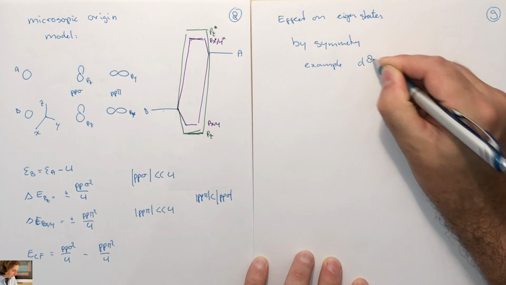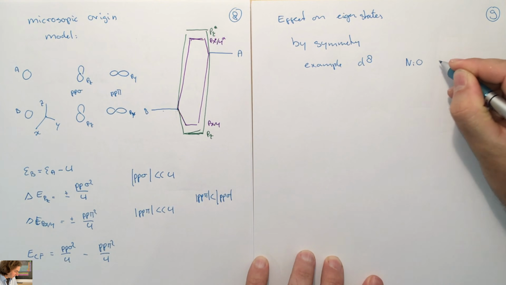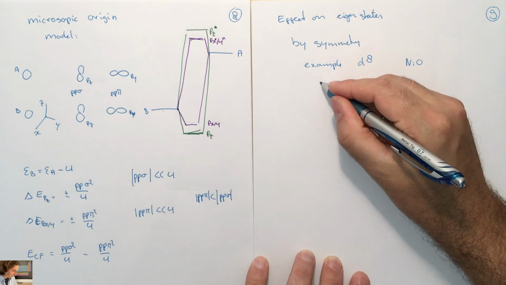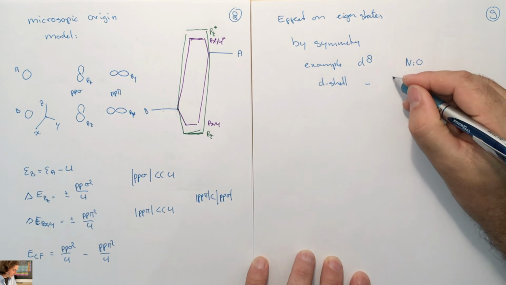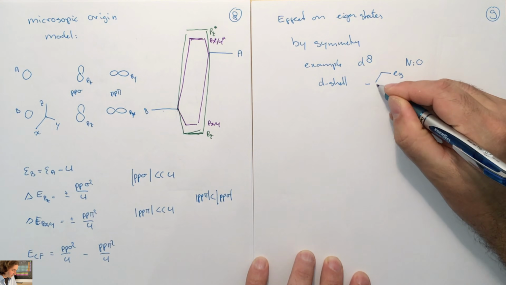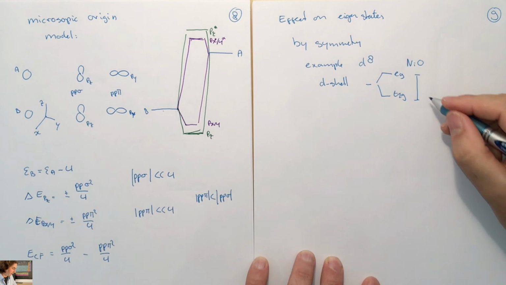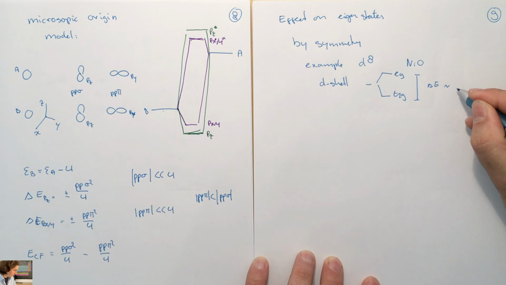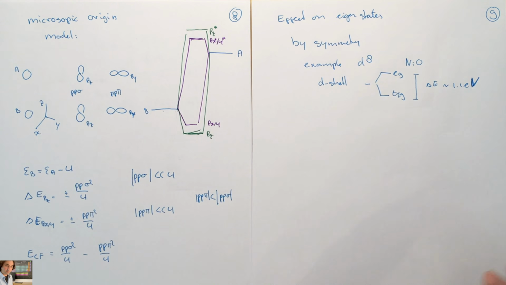As an example I'm going to take d8 electrons in the d shell, which you find, for example, in nickel oxide. Now our d shell splits into eg orbitals and t2g orbitals, and for nickel in nickel oxide this energy difference is about 1.1 electron volt. So compared to the several electron volts of the difference in the multiplet energies, it's a sizable energy.